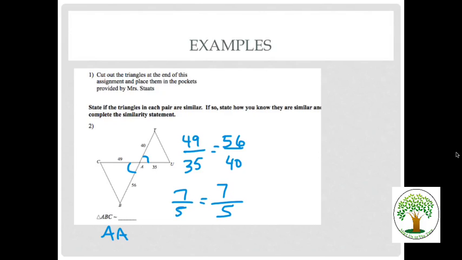And please do me a favor. Put angle, and put your little similarity, if you don't want to write the whole word. Angle, similarity.